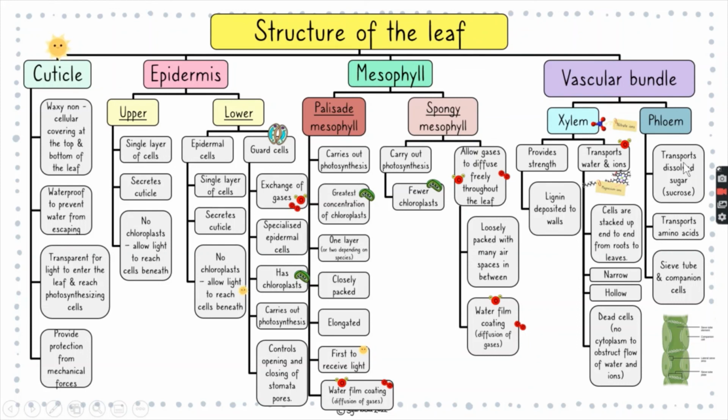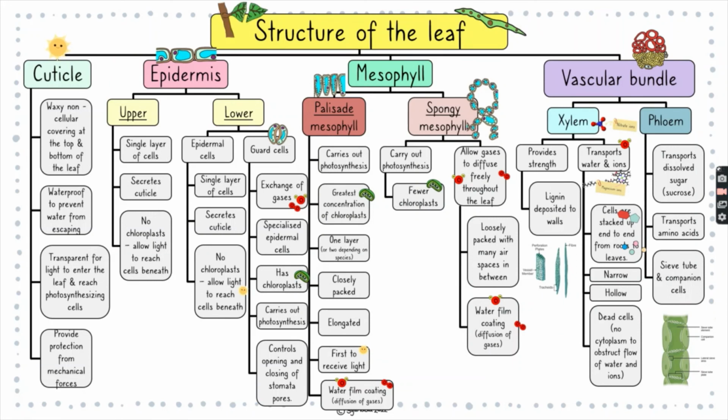Phloem also has a transport function, which is to transport dissolved sugar in the form of sucrose, and they help to transport amino acids as well. And they have sieve tube and companion cells, and this is one way you can actually identify them in photomicrographs as well. And that is basically all of the main structure of the leaf.